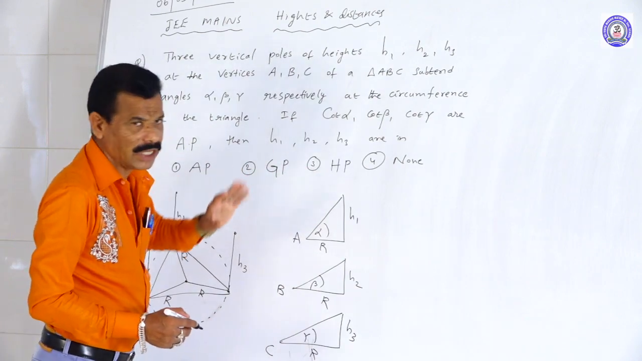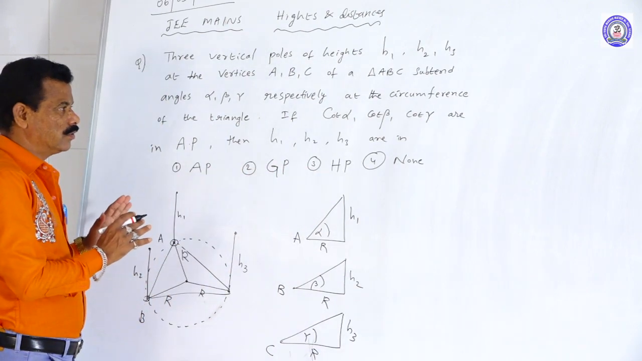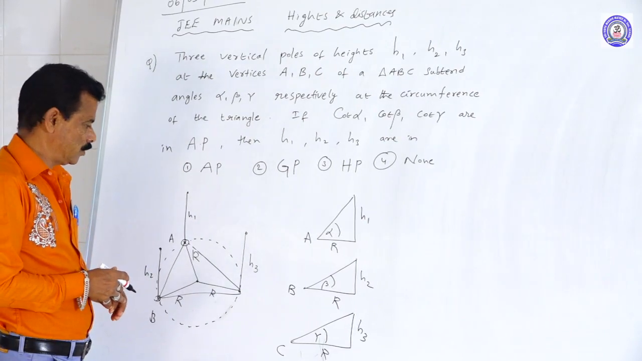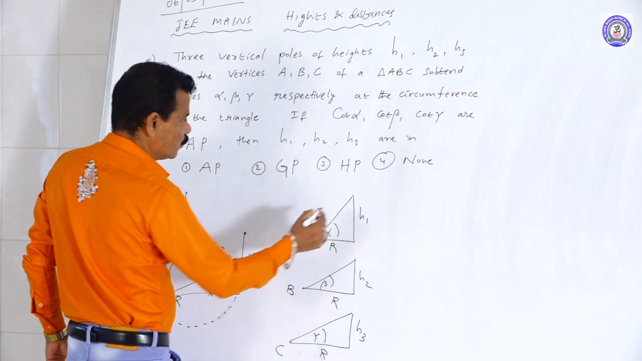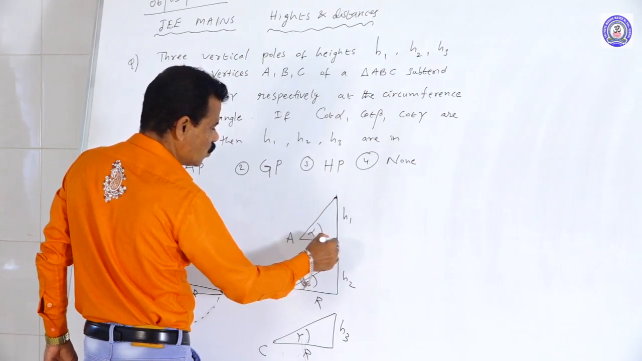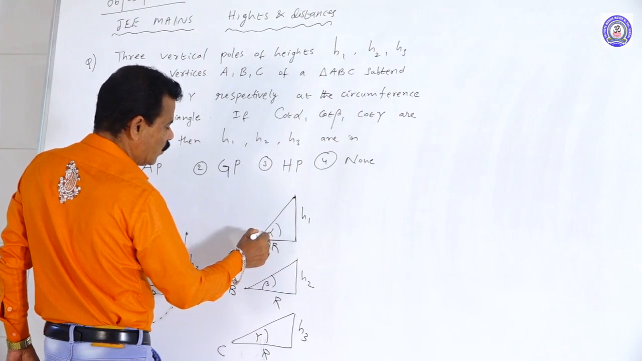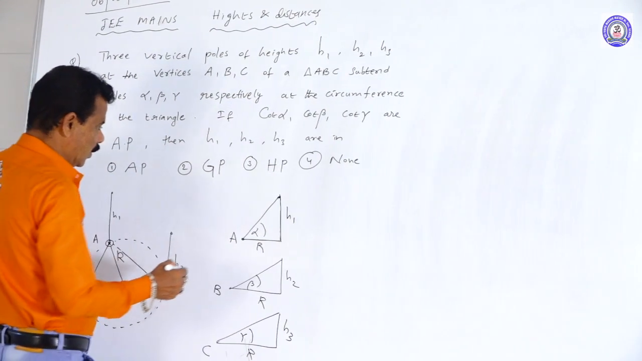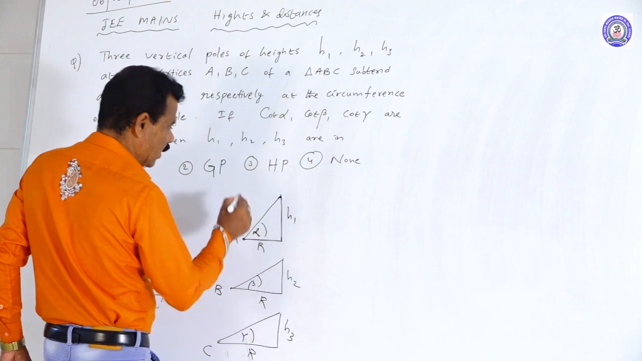The options are AP, GP, HP, none. That is the question. So h1, h2, h3, what is the progression? He asked. So this is the height h1 of the first pole, and the angle of elevation from point A is alpha, which is given.